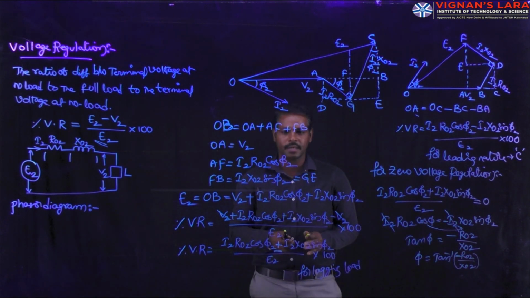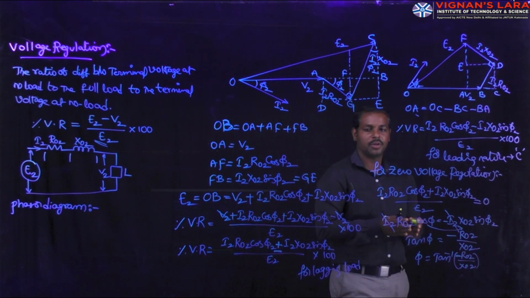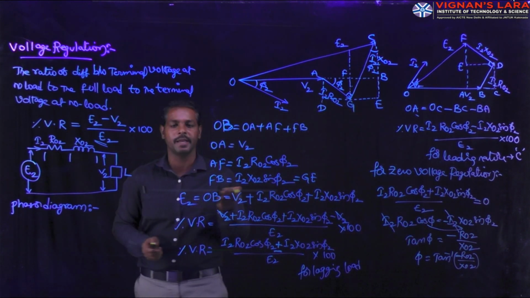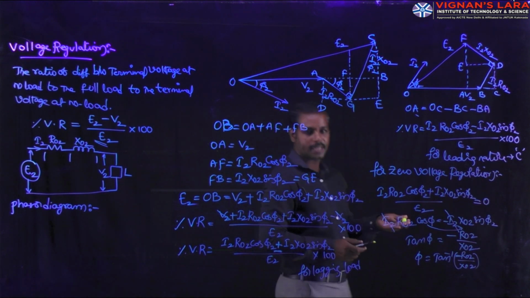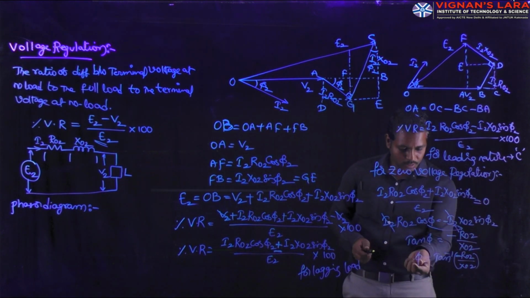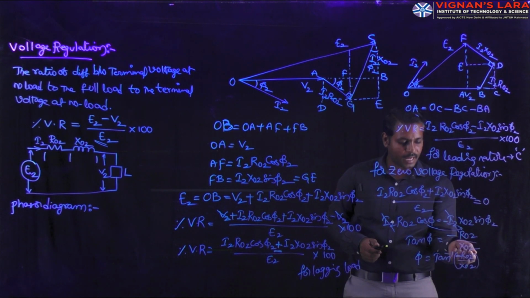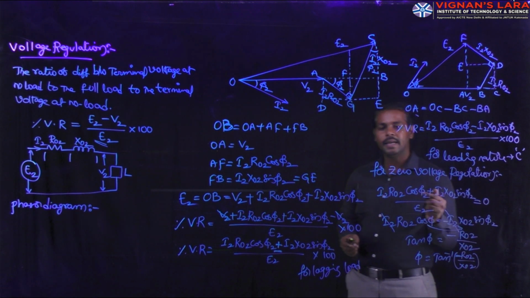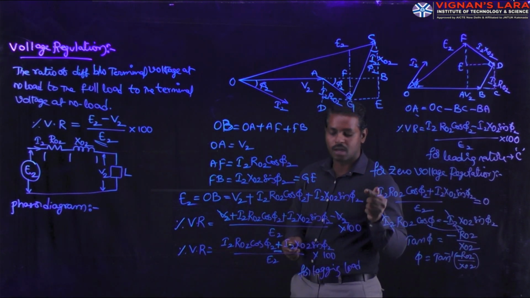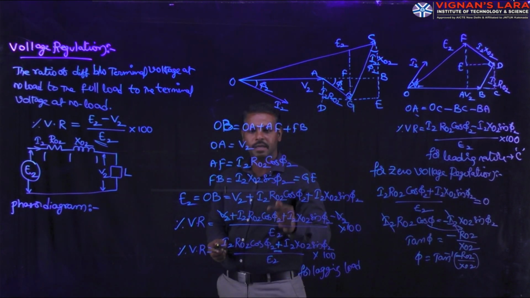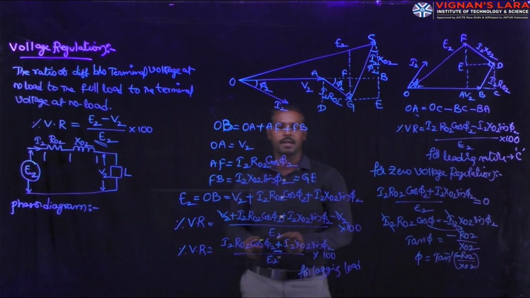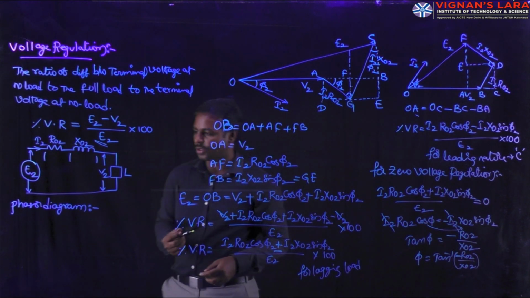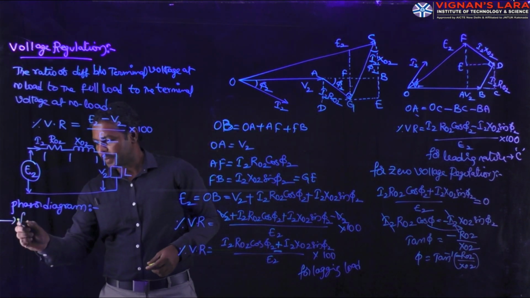For the voltage regulation to be 0, the transformer must operate on leading power factors only. So phi is equal to tan inverse of minus R02 by X02, minus in the sense of leading nature. So for the voltage regulation to be 0, the transformer is to operate on leading power factors, or capacitive loads.